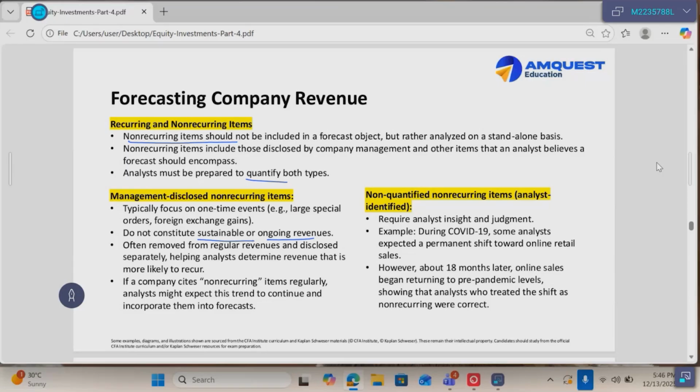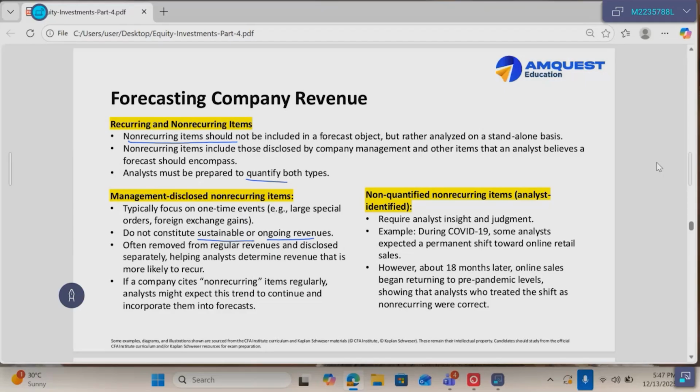Let's say there's a manufacturing plant and it is frequently catching fire, or it is frequently shutting down because of labor strikes, etc. Then those things must also be incorporated in our model. Non-quantified recurring items, analyst identified. So this is something management is not saying. This is you analyzing it on your own. It requires analyst insight and judgment. Example, during COVID, some analysts expected a permanent shift towards online retail. So during COVID, people assumed that now everything will happen online. Retail stores, people will not go there to buy clothes. All shopping will be happening online.